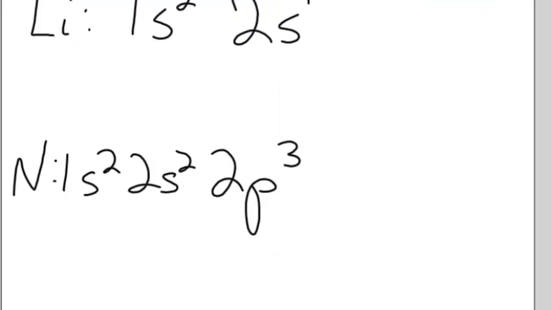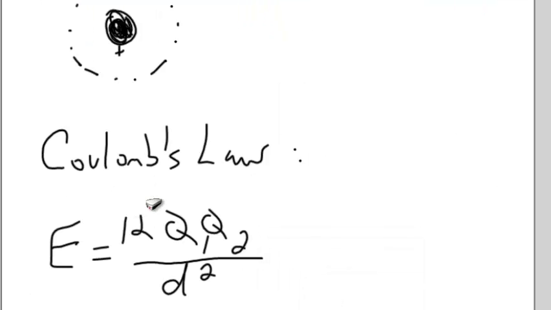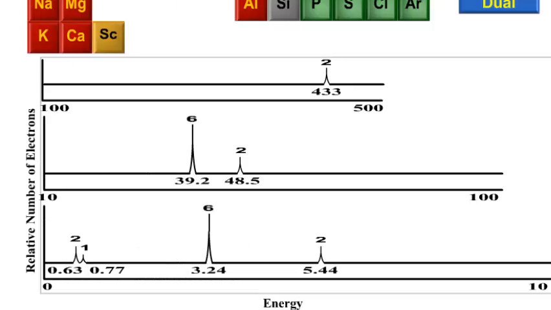Again, remember Coulomb's law. These Q's, one of them is the charge of the electron, the other is the charge of the protons. In beryllium, this Q is only 4. In fluorine, that Q is 9. That's what's making that energy go up. So that's photoelectron spectroscopy in a nutshell.